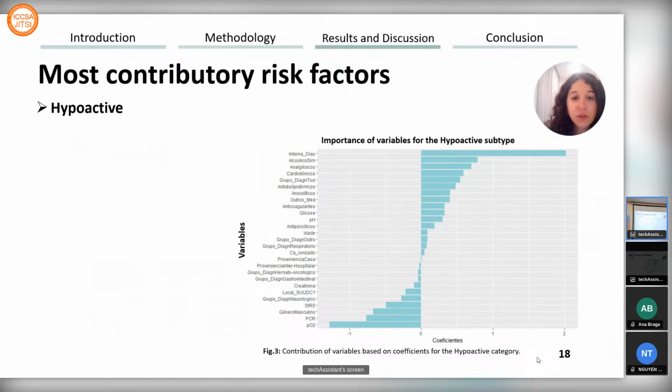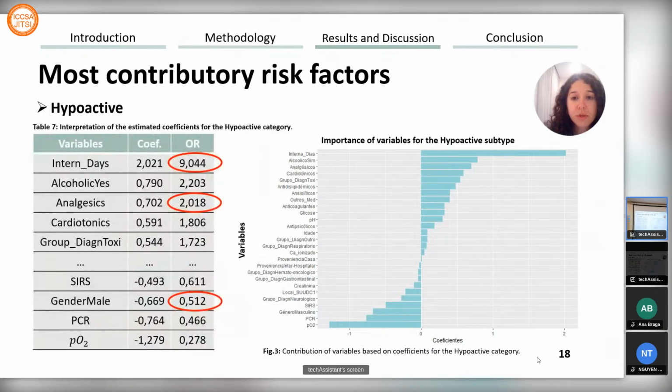Those with positive coefficients reveal that the predictor contributes to the occurrence of the hyperactive subtype, while negative values indicate that the variable predicts absence. For the hyperactive, the most contributory factors are the period of hospitalization, alcoholism, analgesics, and cardiotonics. The conversion into odds ratios allows us to describe the influence of a factor on the dependent variable, quantifying the impact of interaction.